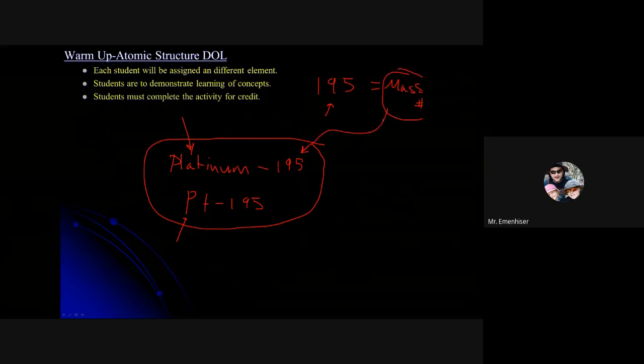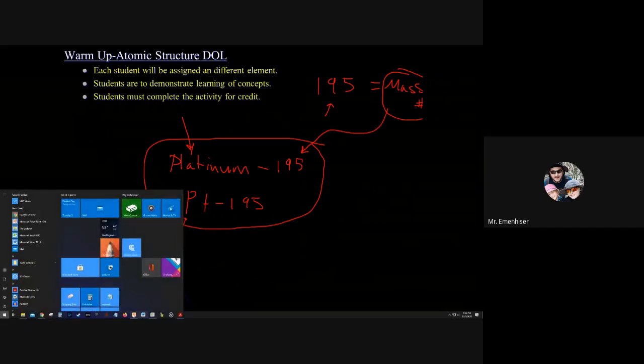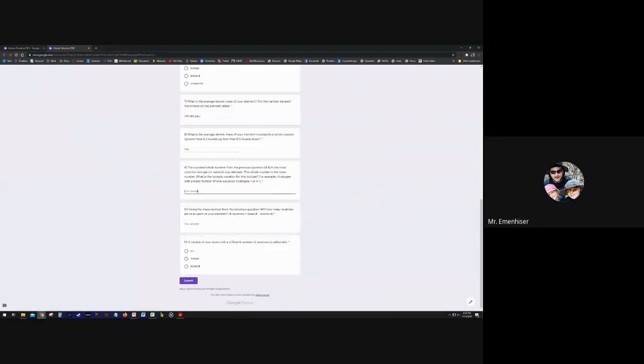Okay, that's it. So platinum-195 is what I would put there. Platinum 195, or Pt-195. Okay, using the mass number from the previous question, how many neutrons are in my element?